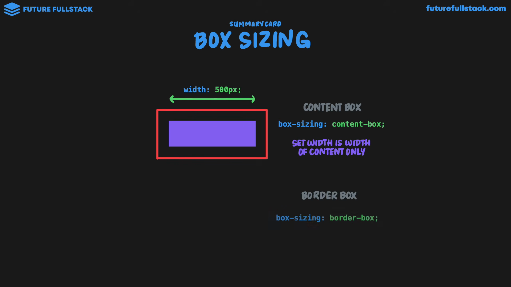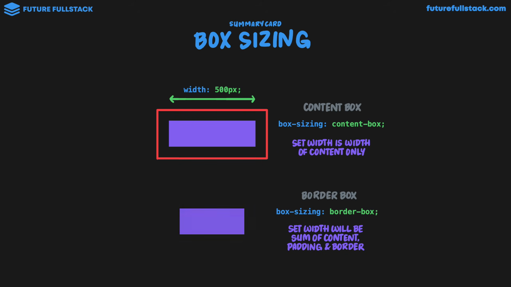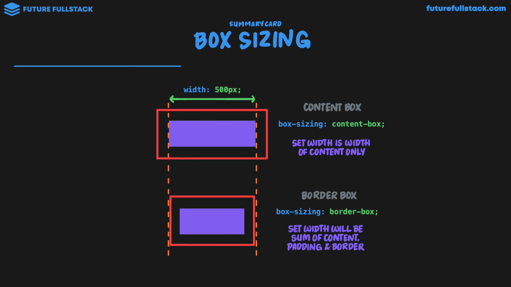The other value we looked at was border box. In CSS, it looks like this, box-sizing: border-box. This is where the set width will be the sum of content, padding, and border. So having box-sizing border-box and a width of 500 pixels will look like this. Our content will shrink so that the content, padding, and border have a width of 500 pixels. And we can see the difference very clearly between the two by adding in these orange lines. For content box, we can see the width of 500 pixels is just the content, whereas for border box, it's the content, padding, and any border.